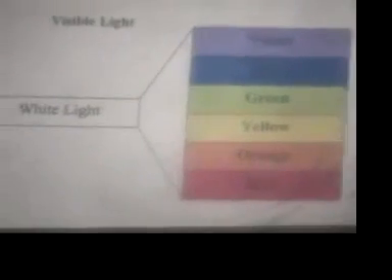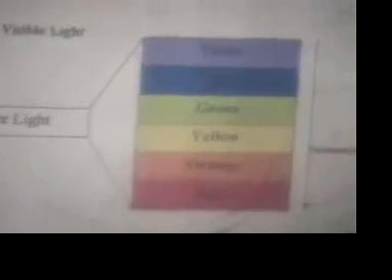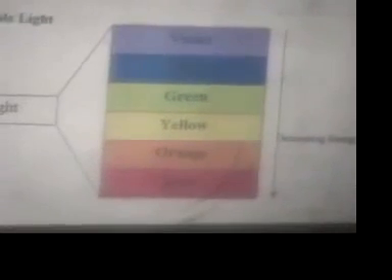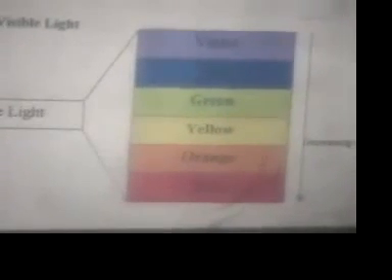Okay, so with the green leaf, I'm just going to give you a hint as to what's happening here. Some of the wavelengths of light, some of these colors, are going to be reflected back to your eyes, and some of them are going to be absorbed. So what ones do you think are being reflected back to your eyes?